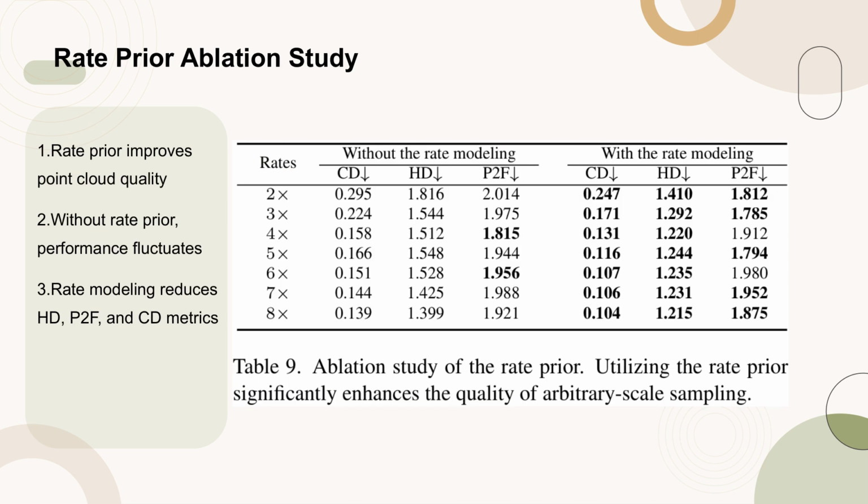Table 9 presents an ablation study on the rate prior, demonstrating its significant impact on enhancing the quality of arbitrary scale sampling and point cloud generation. The study shows that without the rate prior, the overall performance notably decreases and exhibits significant fluctuations across different rates. In contrast, with the rate prior, the metrics for Hausdorff distance, HD, point-to-feature distance, P2F, and chamfer distance, CD, are consistently reduced, indicating a more stable and improved performance in point cloud generation.